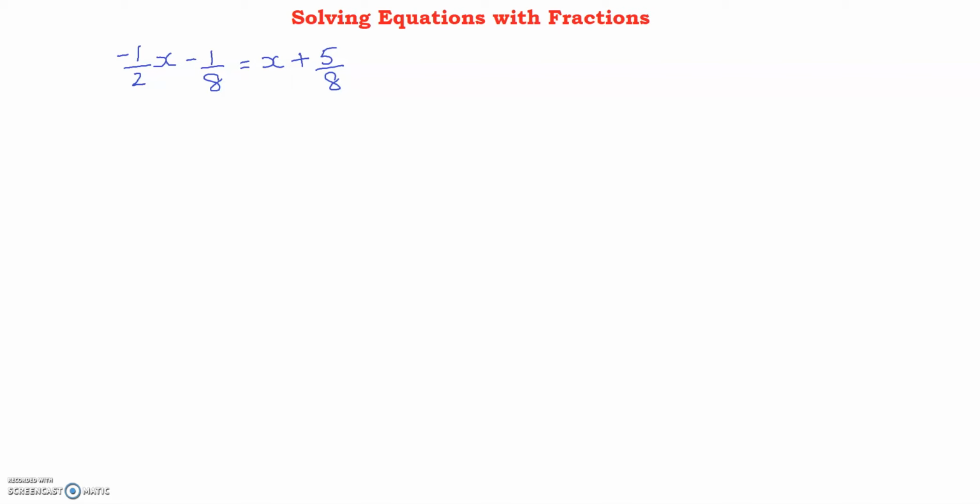Solving equations with fractions. The first term is negative 1 over 2x. The second term is negative 1 over 8 equals x plus 5 over 8. First, you should collect the like terms by bringing the terms with the variables either to the left side or to the right side.